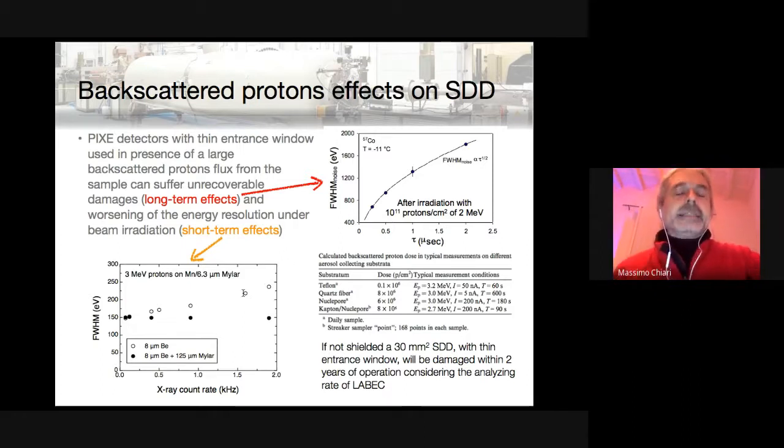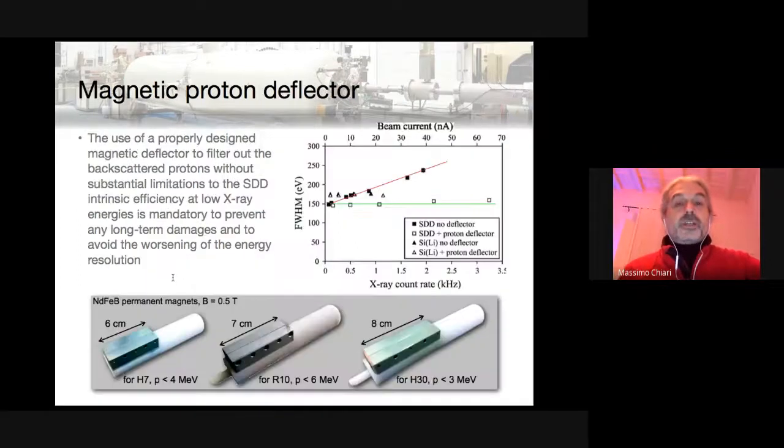So how can we solve this problem? Remove backscattered protons without using absorbers, because in this way you will absorb also the low energy X-rays. So this is solved by using permanent magnets as proton deflectors or diverters. They can be shaped in different sizes according to the maximum energies of the protons that they have to deflect and the size of the active area of the detector.